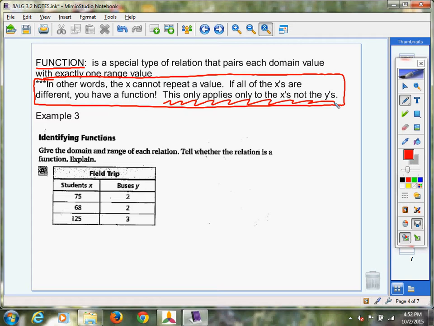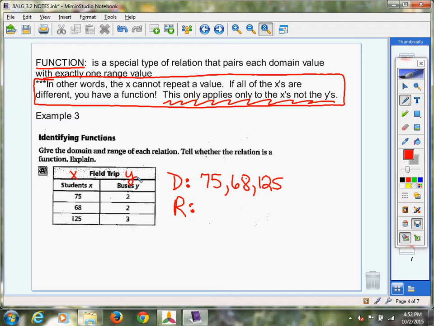Okay? So let's look at example 3, identifying functions. This is part of it. We need to be able to identify when we're dealing with a function and when we are not. First thing they ask us to do is to give the domain and then give the range. So on a table, it's really simple. The domain is always the left column. That's where all your x's are. That's always going to be your domain. So we'll list them. We have 75, 68, and 125.